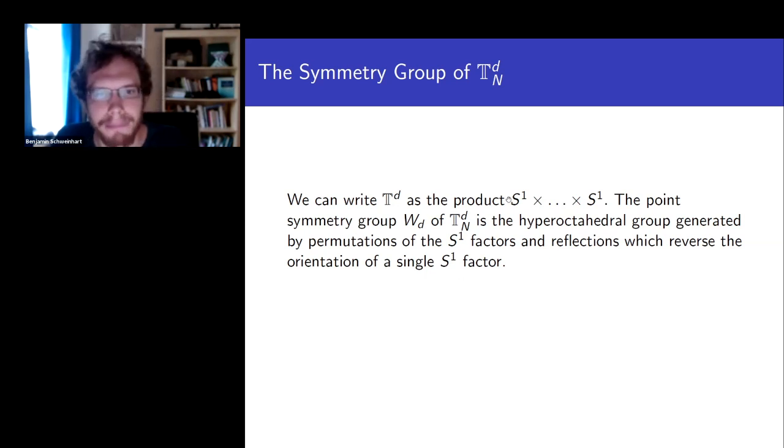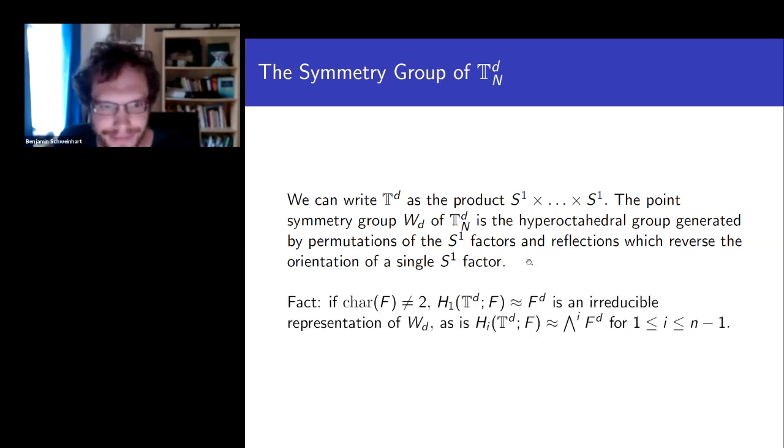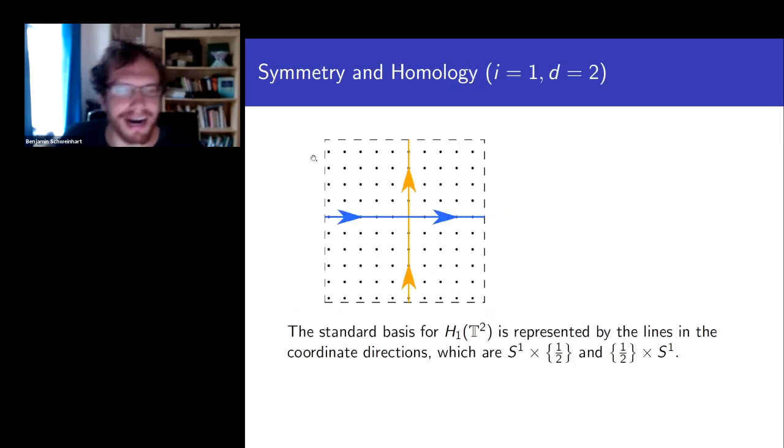And this is generated by permutations of the S^1 factors, so we can move our S^1 factors around. And we can also reverse the orientation of a single S^1 factor. I call those reflections. And then a fact is that if the characteristic of F does not equal 2, then these homology groups are irreducible representations of the symmetry group.